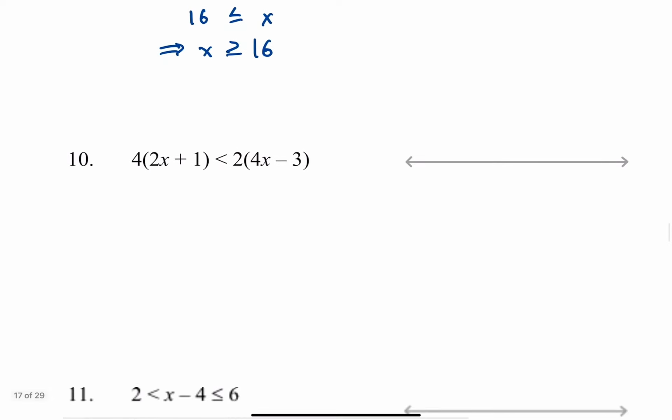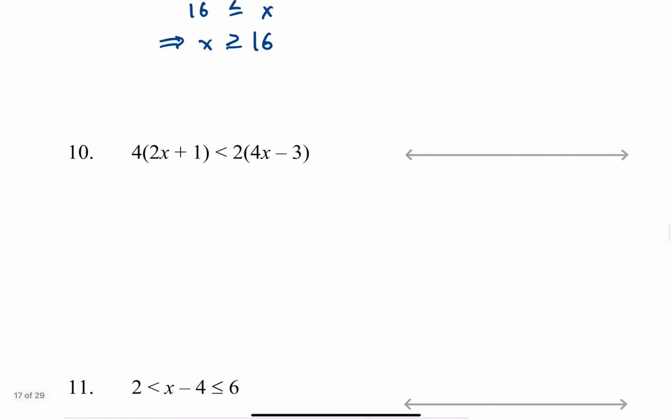In the case of number 10, we have distribution on both sides. So distribute the 4. So we get 8x plus 4 is less than, distributing the 2, 8x minus 6. So what would we end up with in this case? Let's see, double checking my math.